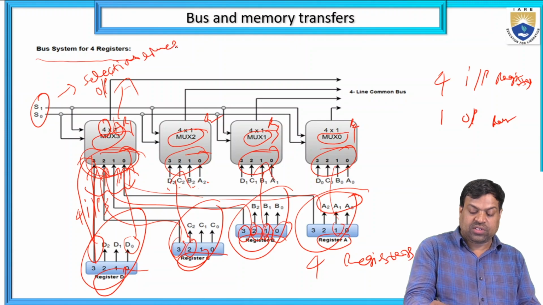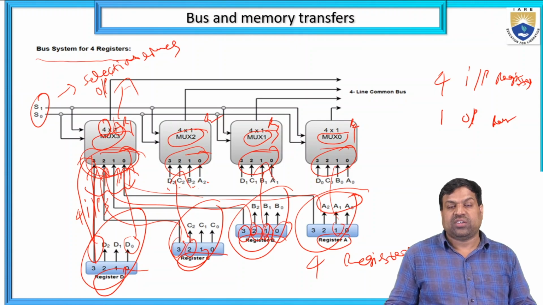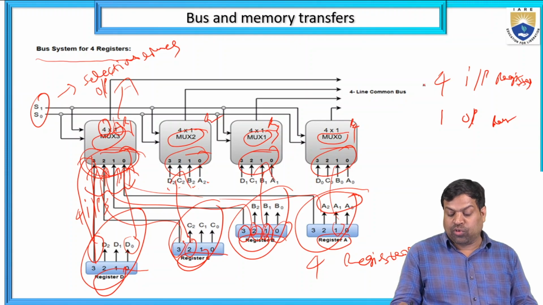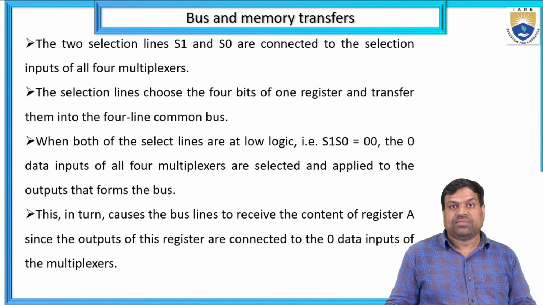Selection lines. So in the 4x1 multiplexer, S0 and S1 are the selection lines, with 4 inputs and 1 output. It is a 4-line common bus. The 2 selection lines S0 and S1 are connected to the selection inputs of all 4 multiplexers. The selection line chooses the 4 bits of one register and transfers them into the 4 lines of the common bus.